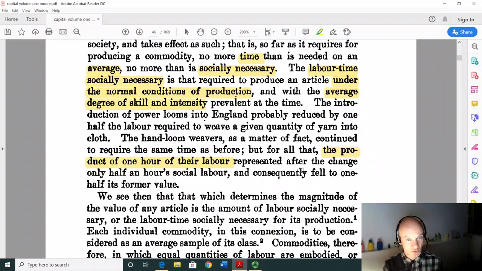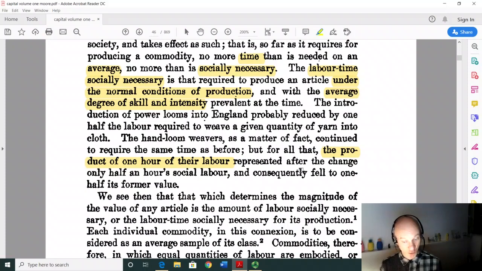Very bad news for the handloom weavers, because basically it means that very soon after the introduction of the power looms for some of their competitors, they will only earn half as much money, but they will still be working as much as before. So basically that means that the value of their products has halved, which would be devastating for them.